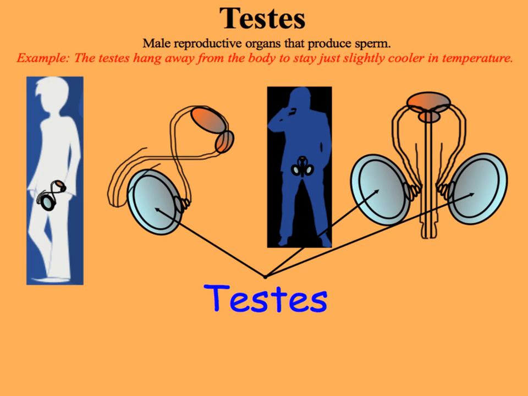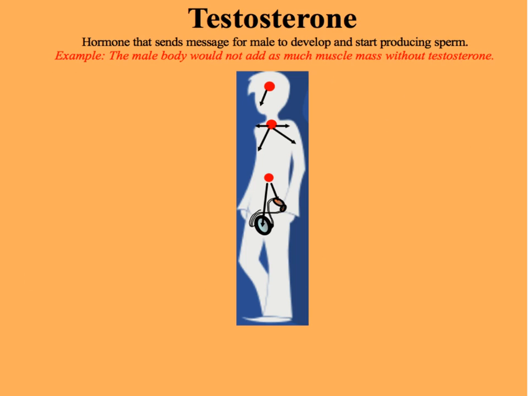Okay, so now let's talk about boys. The male reproductive organ that produces sperm are called the testes. And these actually hang away from the body so they can stay slightly cooler. That's important for the sperm in order to function properly in fertilization. Testosterone, that's the male hormone. Females have estrogen, men have testosterone. This is the hormone that sends the message for the male to develop and to actually start producing sperm.